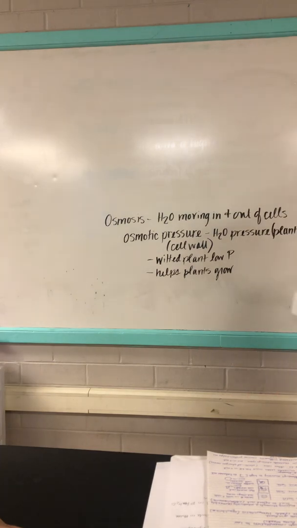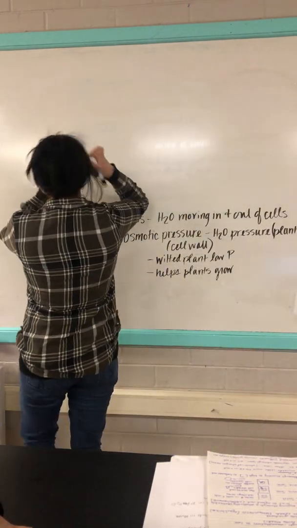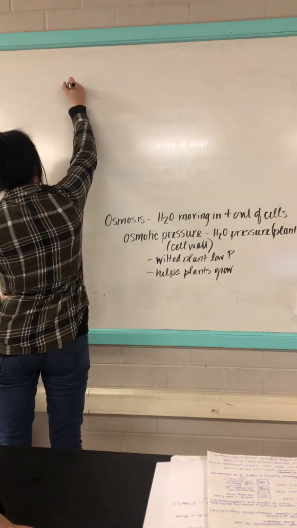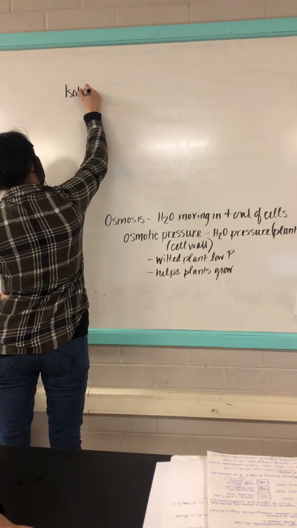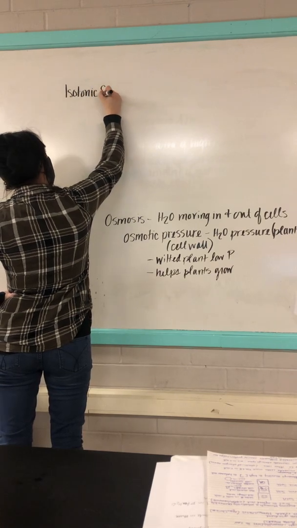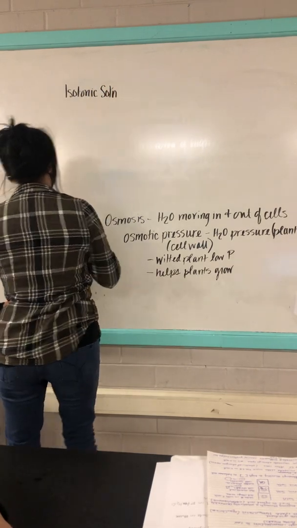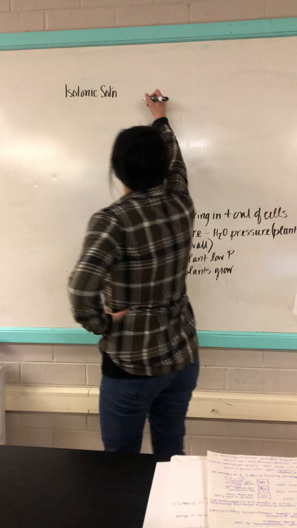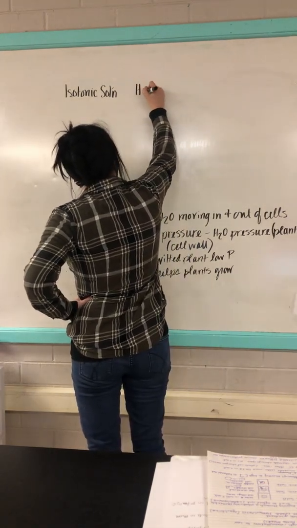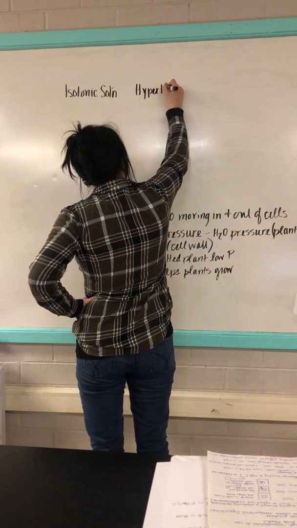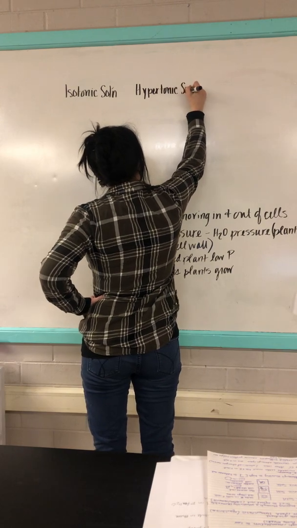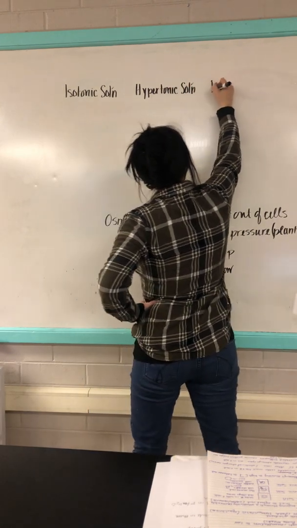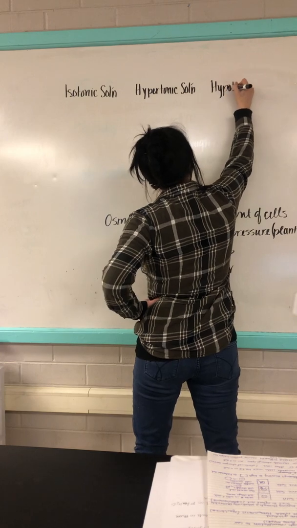Alright, so there's 3 types of solutions that you can have. With osmosis, you can have an isotonic solution. I abbreviate solution SOL apostrophe N. That's just a chemistry abbreviation for solution. You can have a hypertonic solution, and you can have a hypotonic solution.